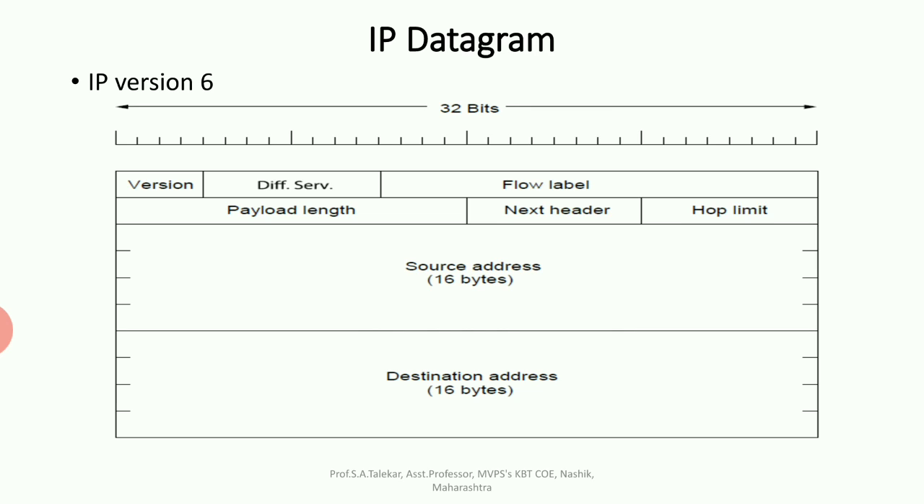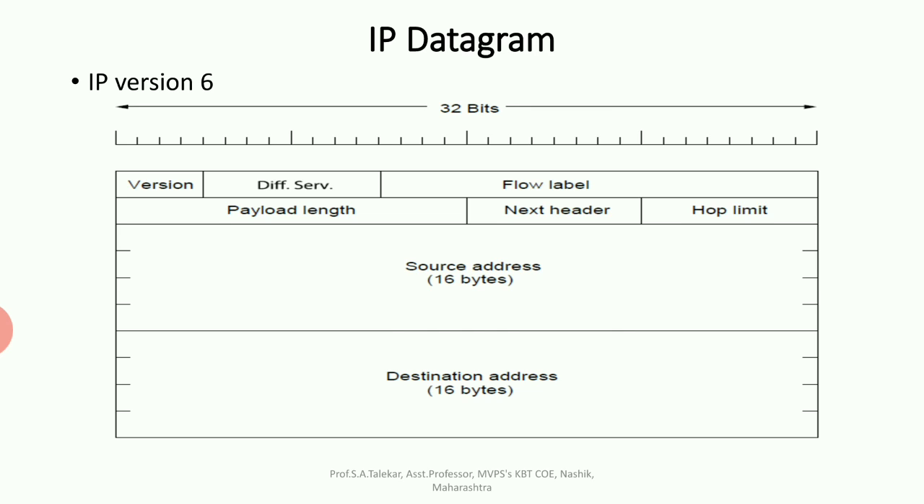Now IP version 6. I already explained the basic difference is that IP version 4 is a 32-bit address and IP version 6 is a 128-bit address. So we can see here the different fields of IP version 6: version, differentiated service, flow label, payload length, next header, hop limit, source address, destination address. We'll see them one by one in detail.